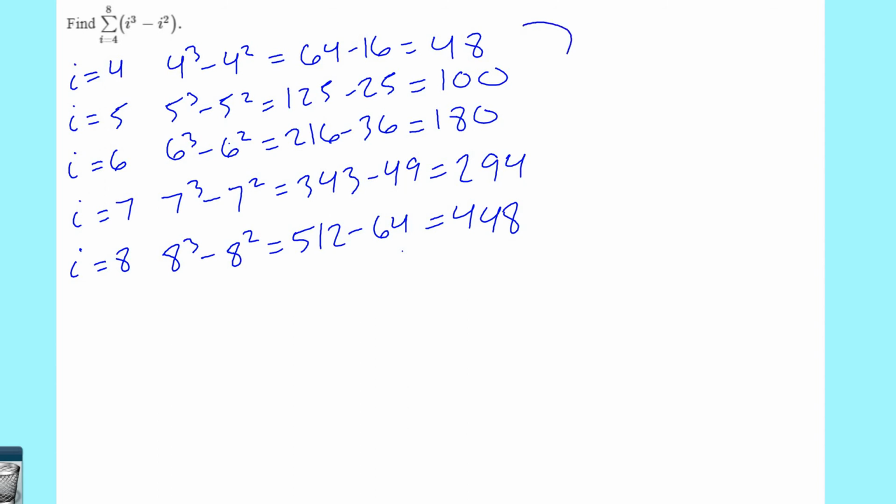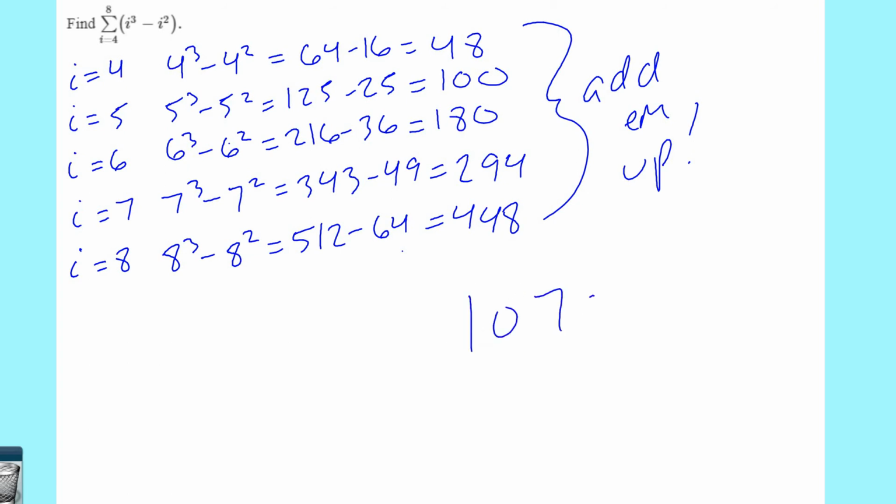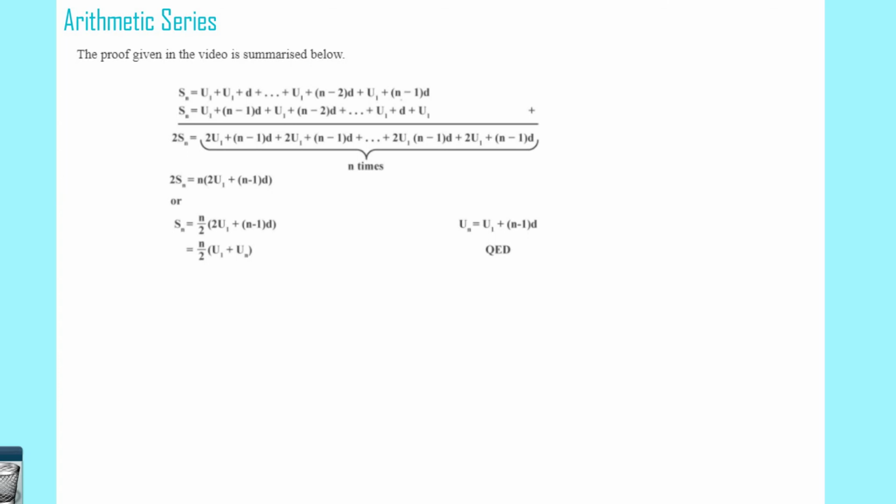Now, add them up. We're going to have 48 plus 100 plus 180 plus 294 plus 448. That's 1070. Sweet. So, how do we prove an arithmetic series? There's an actual formula to find the arithmetic series.